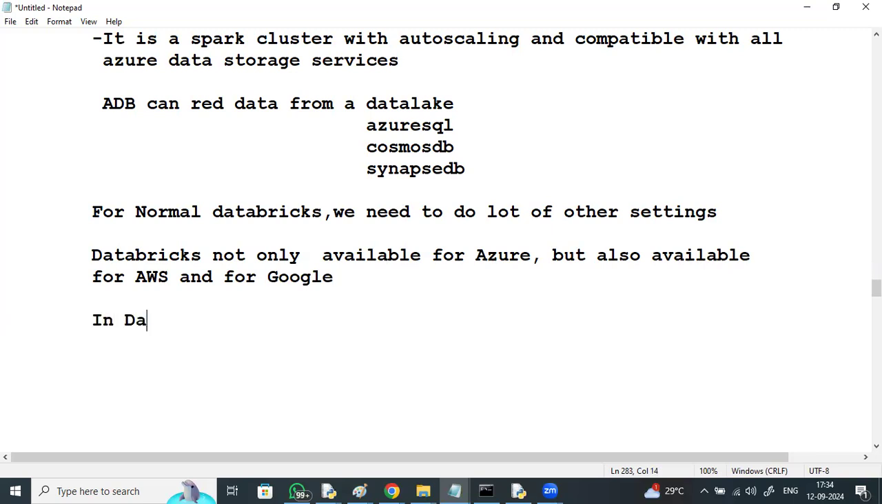In Databricks, who is processing the data? Spark. Who is processing the data? Spark.